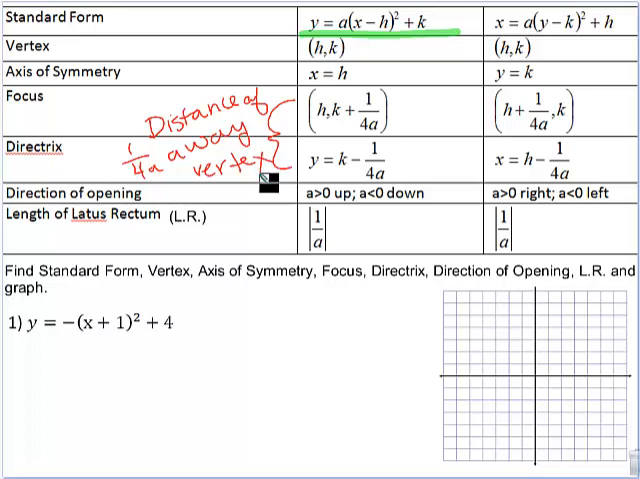And then we already talked about the direction of opening. If a is greater than 0, it's up. If it's less than 0, it's down. And then this LR length, the latus rectum is what it's called, it's just the absolute value of 1 over a. So whatever number you have out here, you just have to take 1 divided by it. So if you have 2 out in front, 1 divided by 2 is a half. So the length at the focus is a half.